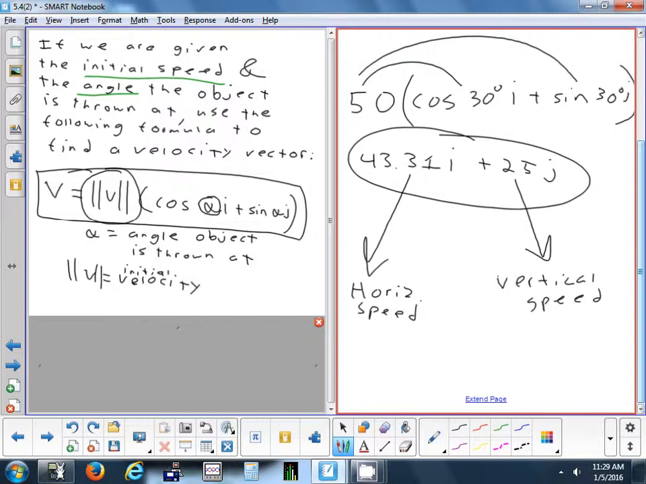Horizontal speed would stay the same. If we ignore air resistance, this speed would be 43 miles per hour the whole problem. But because of gravity, the vertical speed would not. Any questions on that?